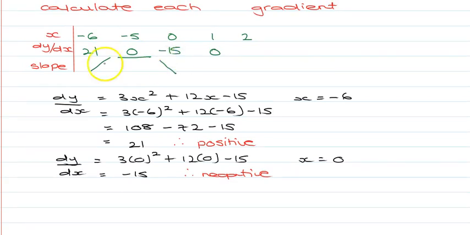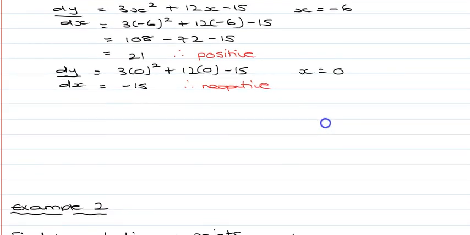Now I can already see this has formed a maximum shape. Therefore, I know that at the stationary point when x is negative 5, it's a local maximum. Okay, so we can say that.